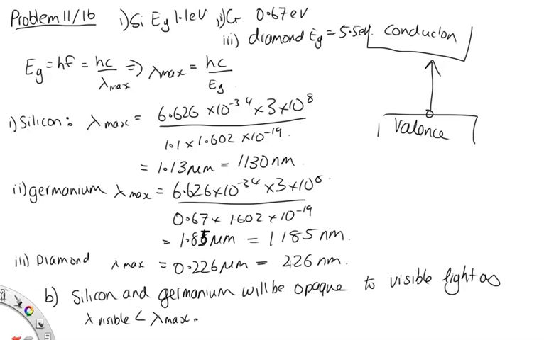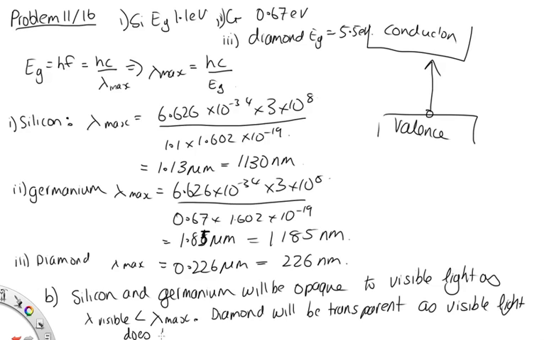However, diamond needs much shorter wavelength light to excite the electrons. So visible light doesn't have enough energy to excite the electrons in diamond, and so diamond will not absorb visible light. So diamond will be transparent as visible light does not have enough energy to excite the electrons.